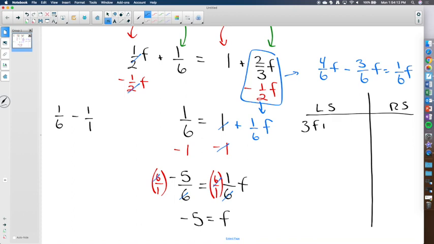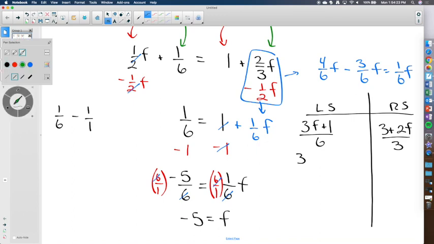So I had 3f plus 1 over 6, and I had 3 plus 2f over 3, and we said that f should be negative 5. So let's substitute our value of negative 5 back in. Okay, so I now have 3 times negative 5 plus 1.